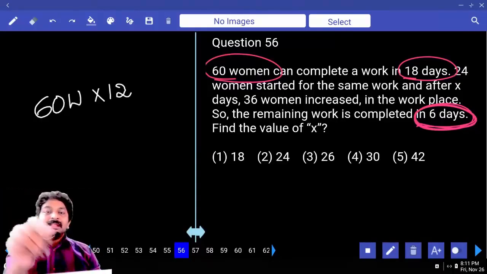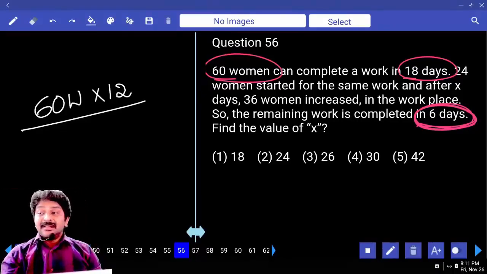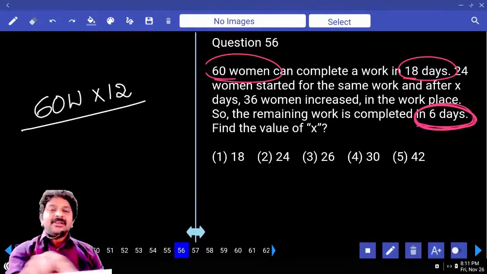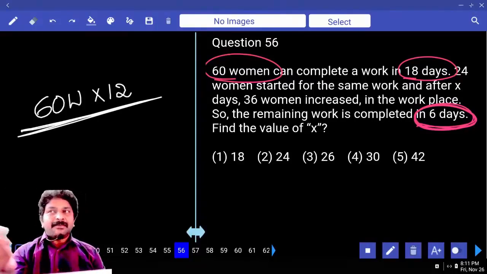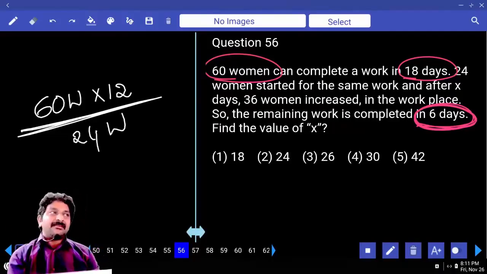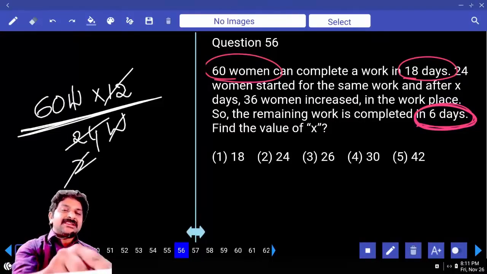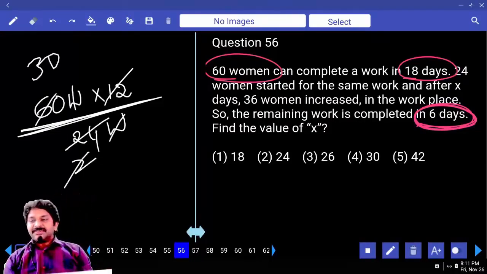This much work was completed by how many women? How many women started? So this much work was completed by 24 women only. Then time to complete this is divided by 24. 12, 2 times, W gets cancelled, 2, 30 times. 30 is the final answer, fourth option.